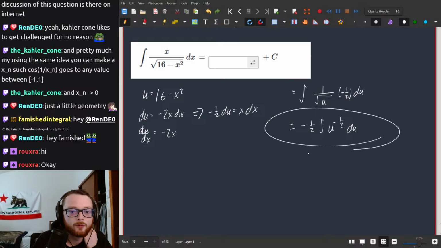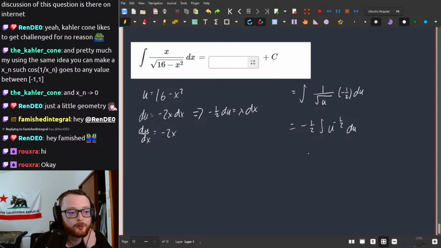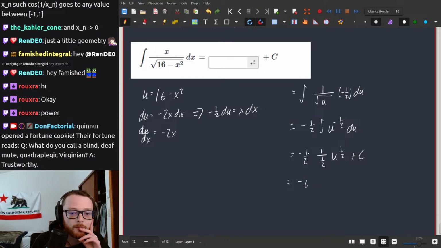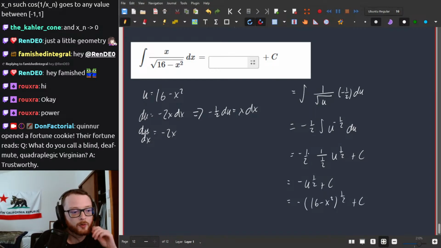And so now that's an integral that we know how to do. It's just a power rule. Yeah, exactly. So add 1 to the exponent, divide by the new exponent. So minus 1/2 plus 1 is positive 1/2. So 1 over 1/2 u to the 1/2 plus c. This flips up to become a 2. The 2 cancels with that 1/2. So it's just minus u to the 1/2 plus c. And then we unsub. So minus (16 minus x squared) to the 1/2 plus c. There we go.